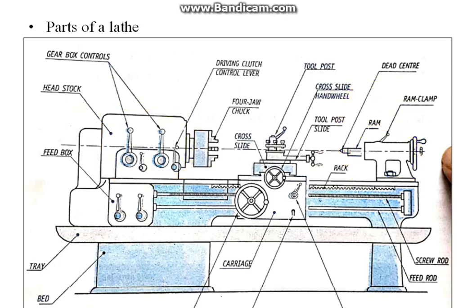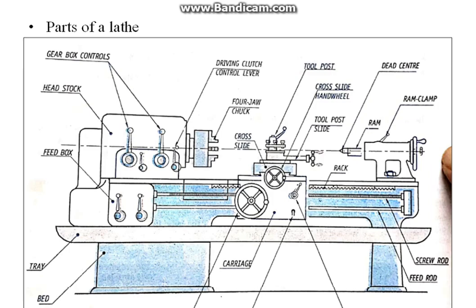Next part is carriage. The cutting tool is supported with the help of the carriage and rides over the bedways longitudinally. Longitudinal means parallel to the lathe axis between the headstock and tailstock.